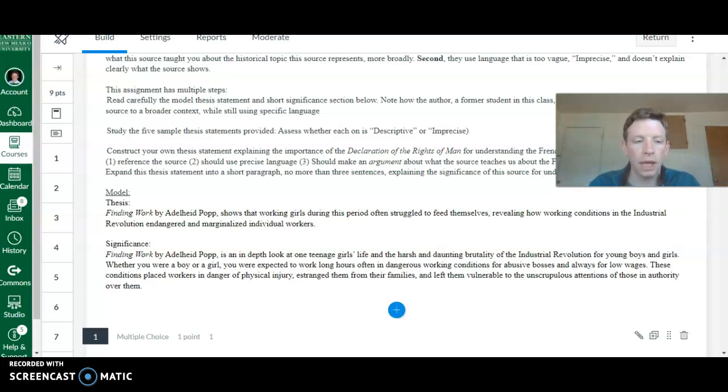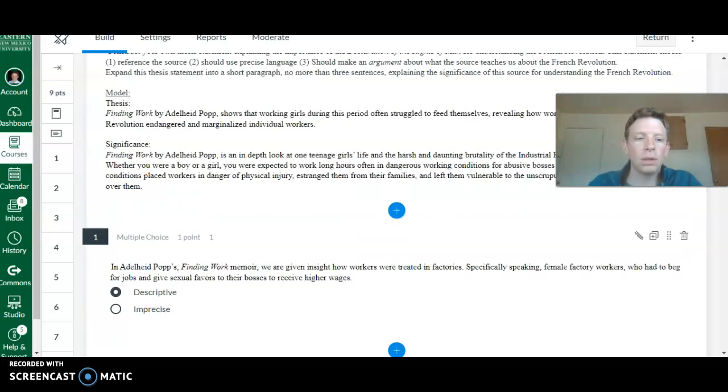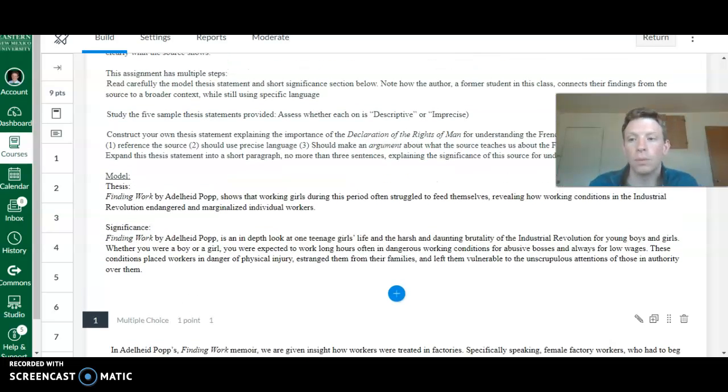So for this assignment, you want to study these model statements. Take a little more time to do that. Then you move on to a series of multiple choice questions. Basically, these are also model thesis statements, but they're thesis statements that aren't very good, or they have some problems with them. And so you want to identify the main problem with these statements. Either they're too descriptive or they're too imprecise. I'll scroll back up again so you can't see the answers. You want to go through each one of those and identify whether it's too descriptive, just talking about the text, or too imprecise, only talking about the context.